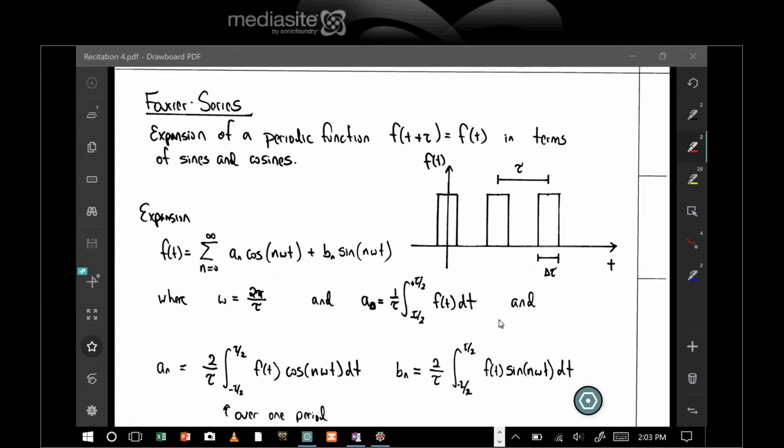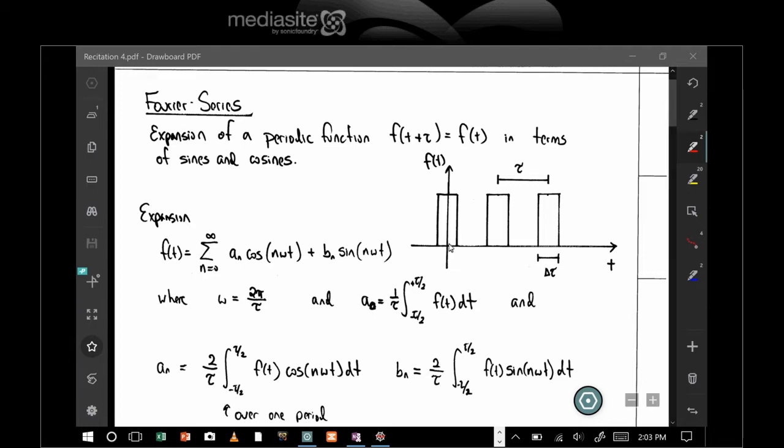We're going to be using the Fourier Series in this class when we talk about periodic driving functions. But it's also important to recognize that Fourier Series is really important in many areas of science and mathematics. So let me introduce it.